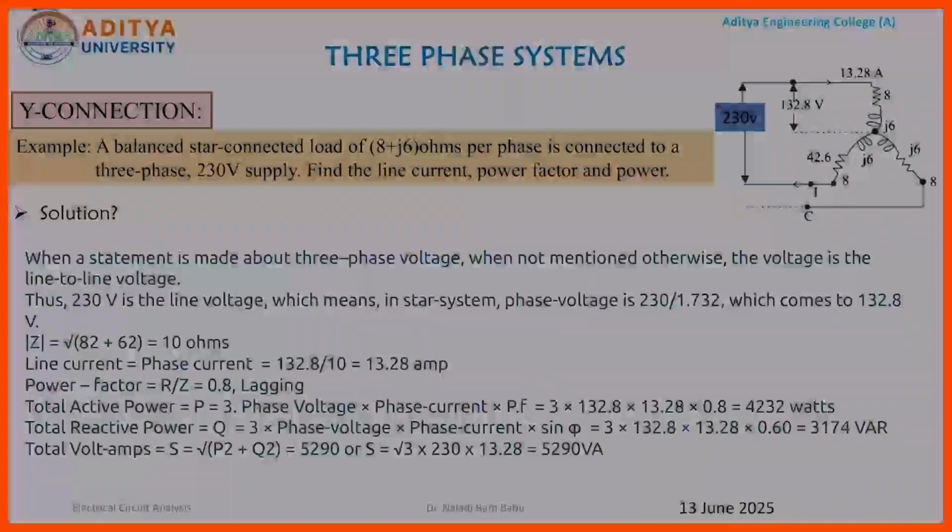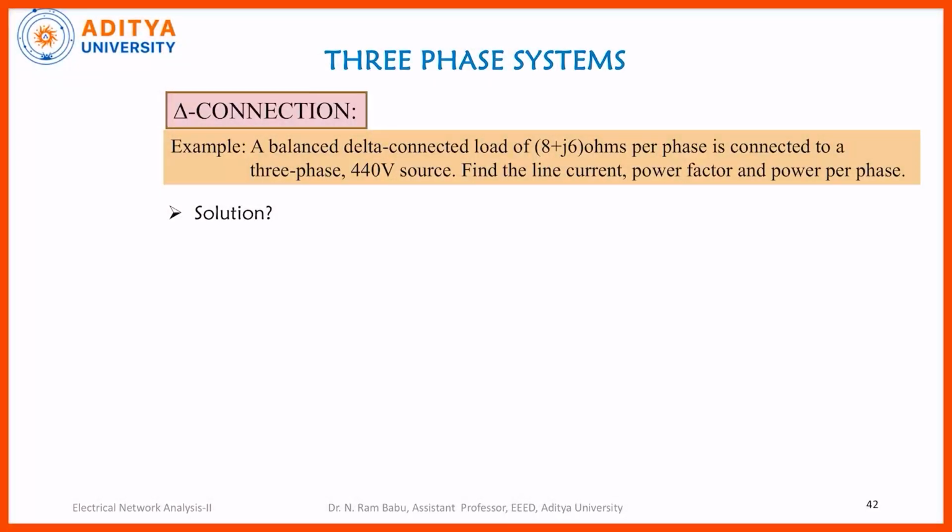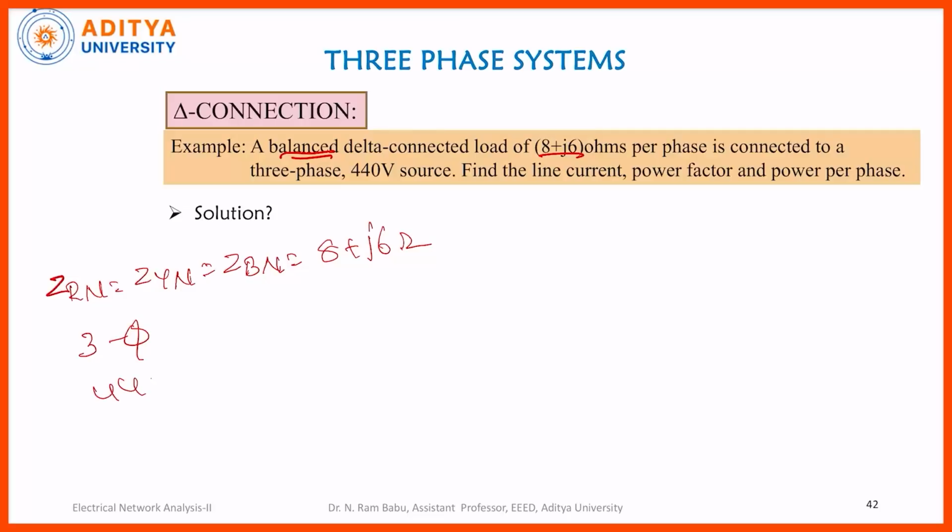Now, I am moving on to the delta connection part. Now, you can observe this part here. I have taken a similar problem and here also we have considered a balanced load. Balanced load in the sense impedance is 8 plus j6 ohm, that means ZRN is equal to ZYN is equal to ZBN is equal to 8 plus j6 ohms. And they have given that it is a 3-phase supply, and the source is 440 volts. But here you should be clear whether this 440 volts is line voltage or phase voltage.